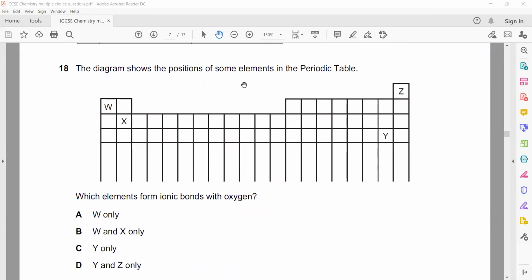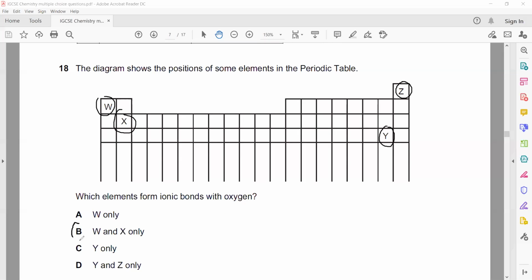The diagram shows the position of some elements in the periodic table. Which element forms an ionic bond with oxygen? Basically, oxygen is a non-metal, so we are looking for a metal. So W is a metal, X is also a metal, group 1 and group 2. Z is unreactive because it is group 8. Y is the non-metal.